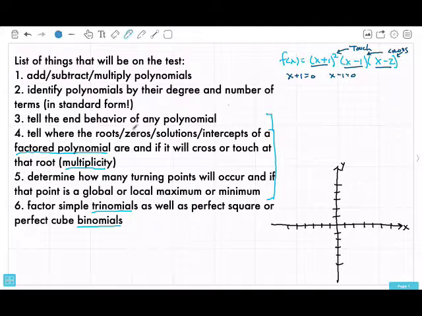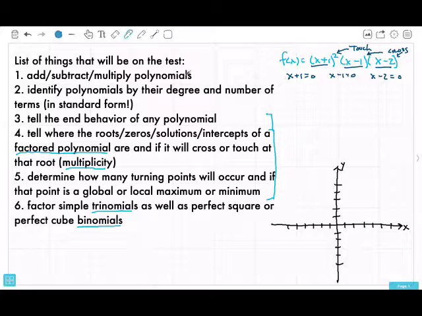Read the instructions, okay? We're going to do all 3 of these things. We're going to tell the end behavior, we're going to tell where the roots are, and if they cross or touch there, we're going to determine how many turning points and whether they're global maximums or minimums. We're even going to draw a rough graph right here in the bottom. Okay, so the very first thing is set the factors equal to 0.